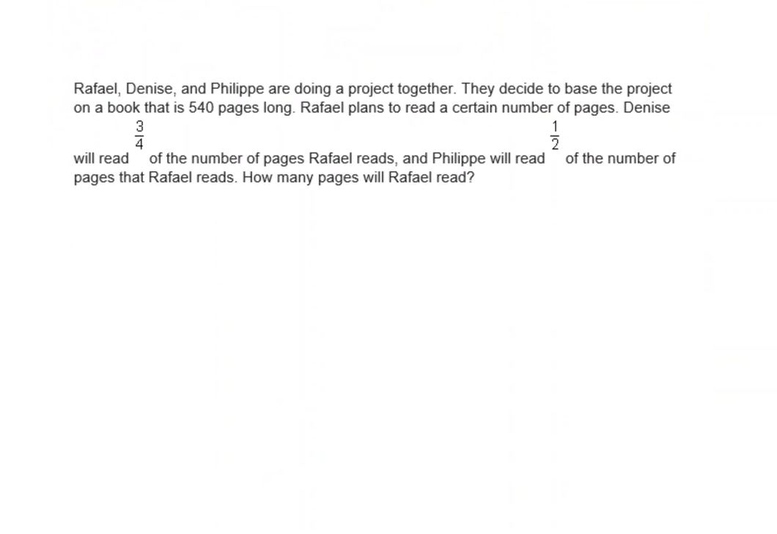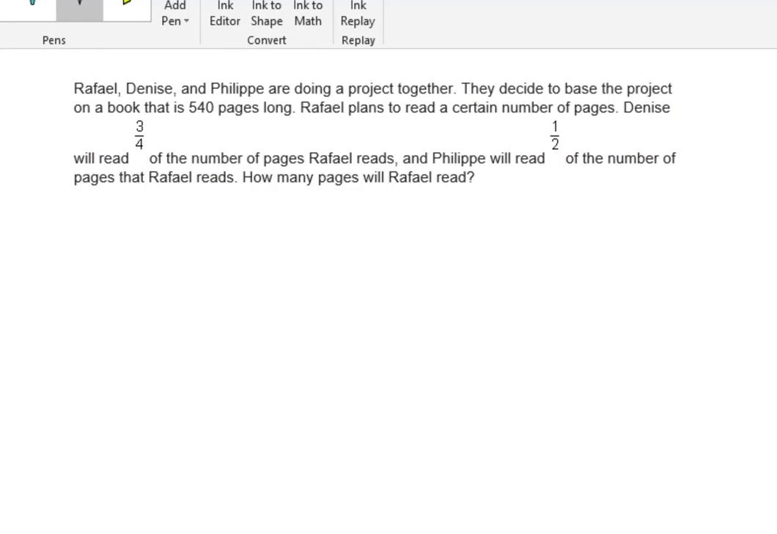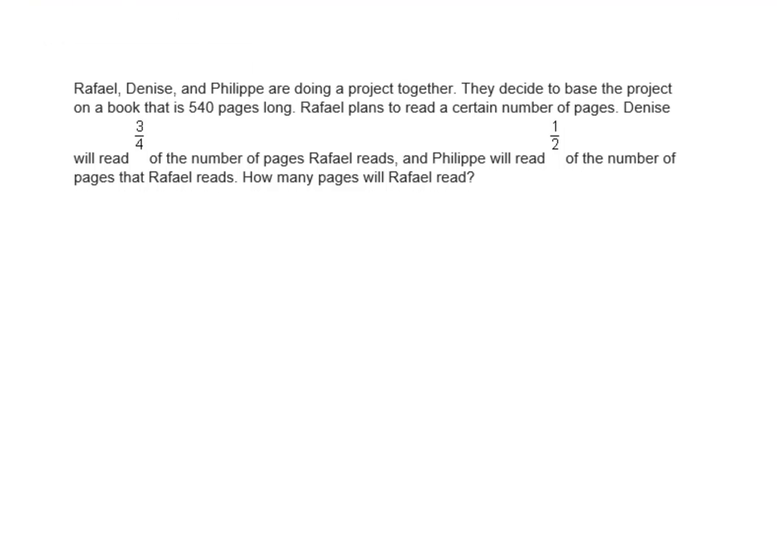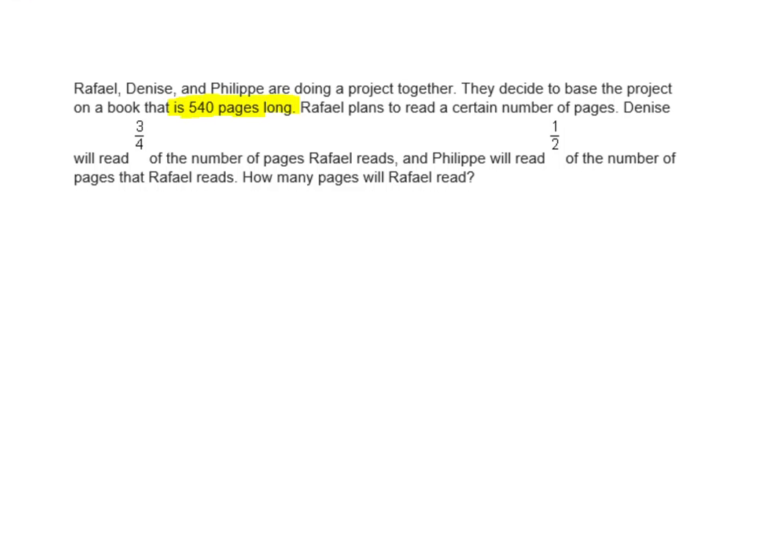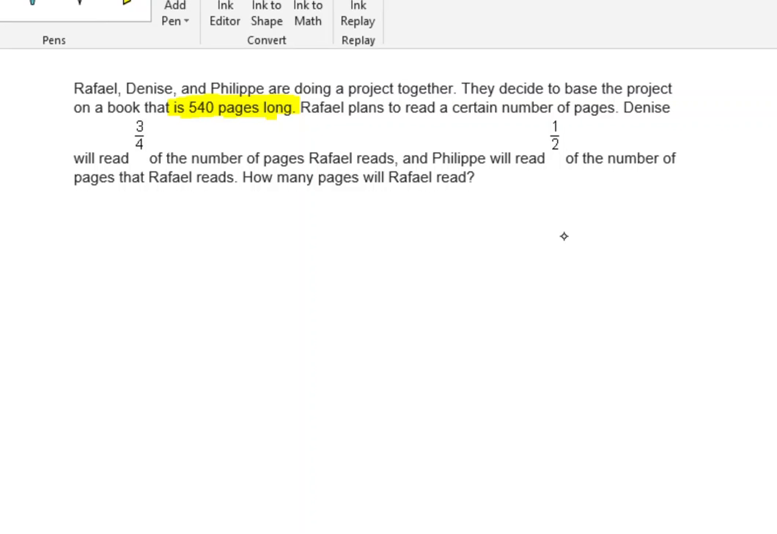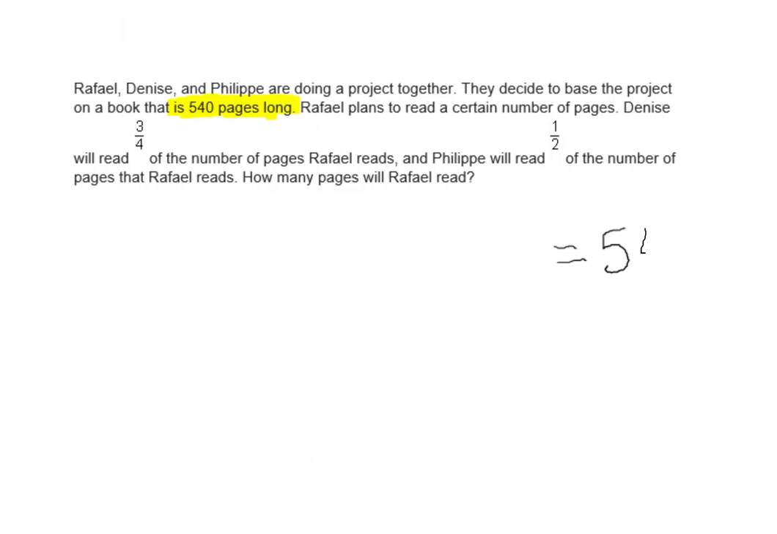So here, instead of talking about stamps, we're talking about how many pages 3 people are reading when they do a project. So again, my suggestion is always to start by saying, all right, well, we know that they decide to base the book on a project that is 540 pages long. So that represents my total. So they have to read a total of 540 pages. They're going to split this up.